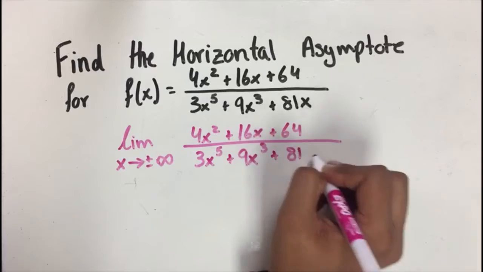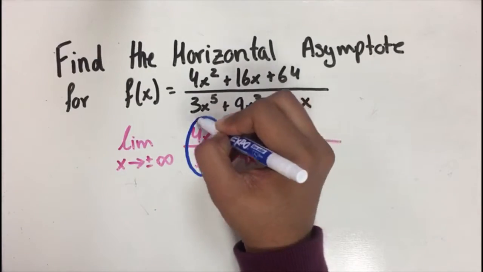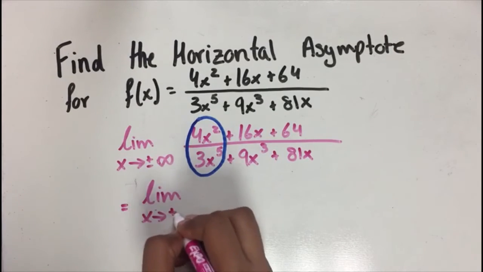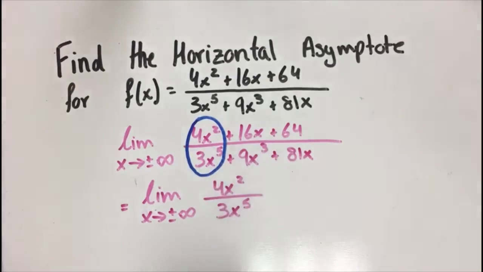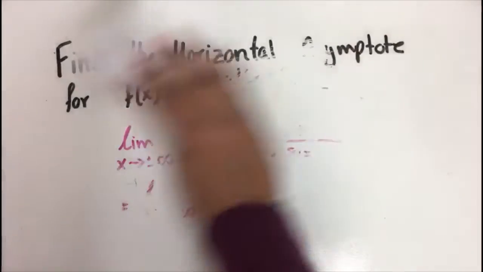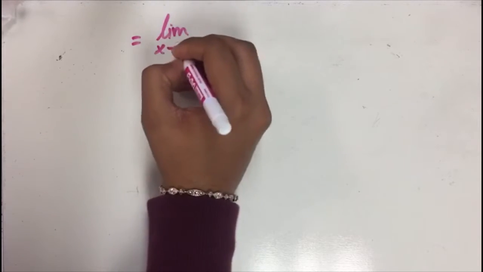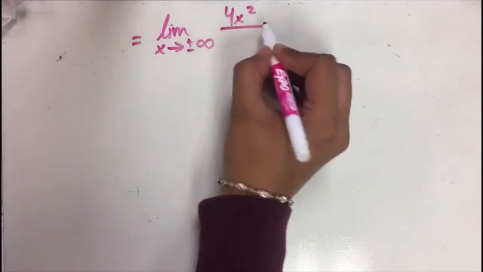To find the horizontal asymptote, we can simplify the function by looking at the highest degree of the numerator and denominator. In this case, it's x squared over x to the 5th power. The reason for this is because as x approaches positive and negative infinity, only the leading coefficient with the highest power of variable matters. The function can be further simplified by subtracting exponents by using the quotient of exponents rule.